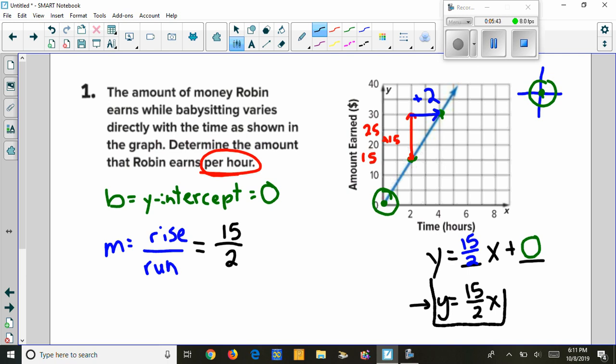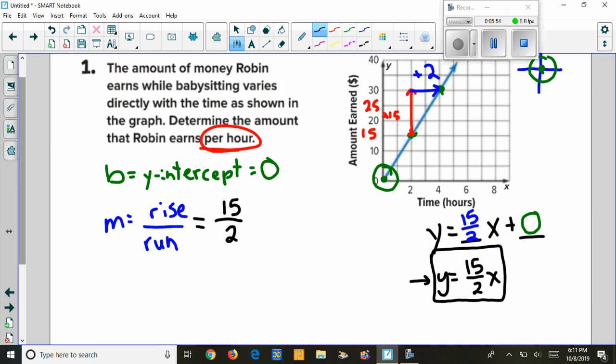Now, let's answer what the problem is asking. It's how much is she making per hour? Well, it looks like her per hour wages are going to be this 15 over 2. But let's go ahead and take the 15 over 2 and figure out what that is. That will be 7.5, which means she makes $7.50 each hour.